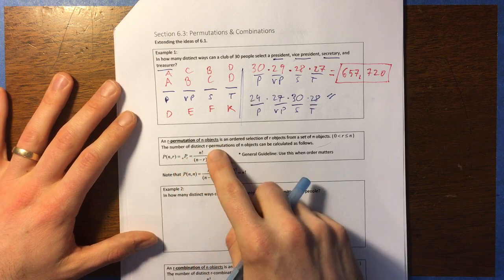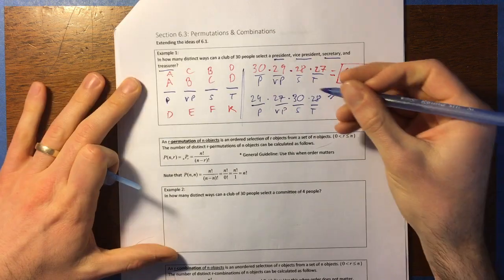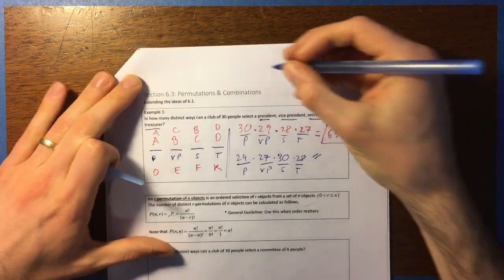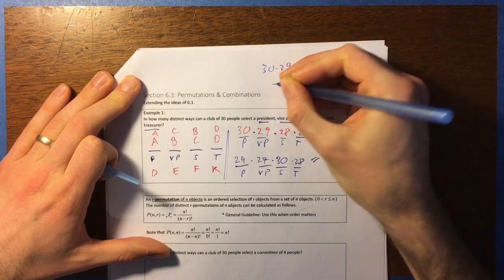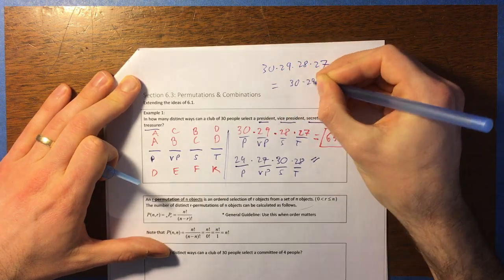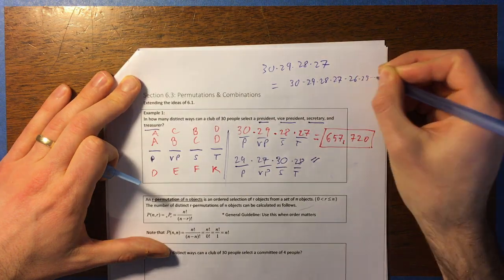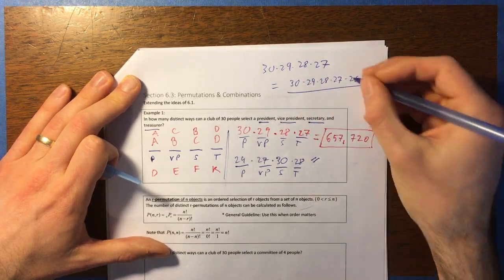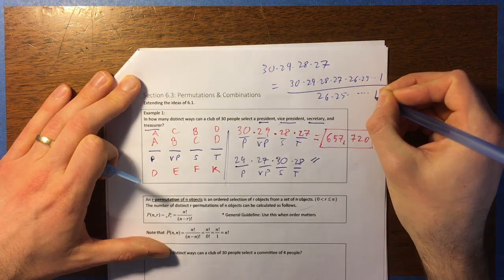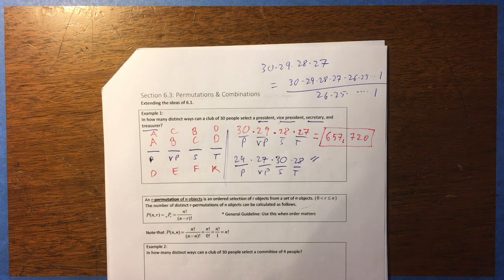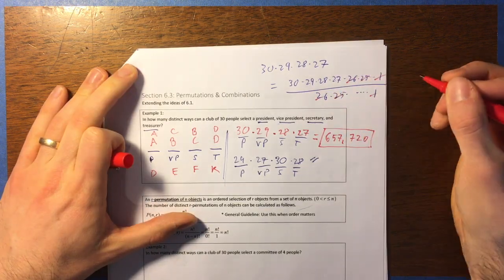And the formula for that is n factorial divided by n minus r factorial. Where does that come from? Well, up here, we did 30 times 29 times 28 times 27, right? Well, this is like taking 30 times 29 times 28 times 27 times 26 times 25, all the way down to 1, and then dividing that by 26 times 25 times all the way down to 1. Because here, the 26 would cancel, the 25 would cancel, everything would cancel down to the 1.